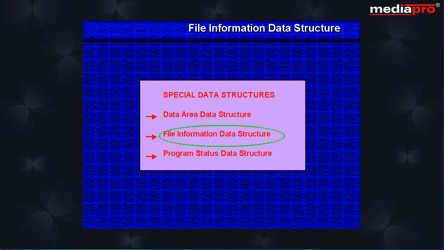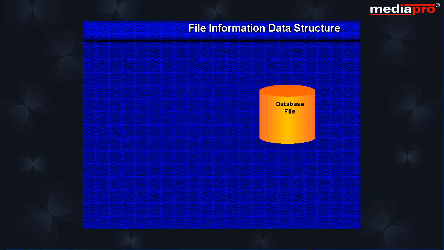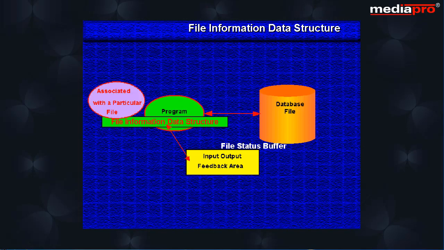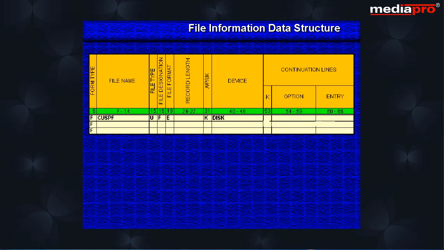Next we shall see file information data structures. When a file is accessed by a program, the system passes a file status buffer to the program. This buffer is called the input-output feedback area. The programs can access the information in the buffer using the file information data structure. A file information data structure is associated with a particular file. Every time an input or output operation occurs on the file, the file information data structure is updated.